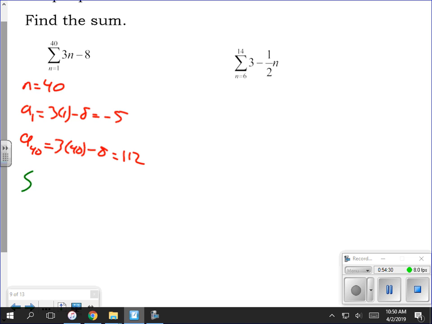So I have the sum of the first 40 terms is 40 divided by 2 times -5 plus 112. First term, last term, how many I'm adding together divided by 2. And I get 2140.